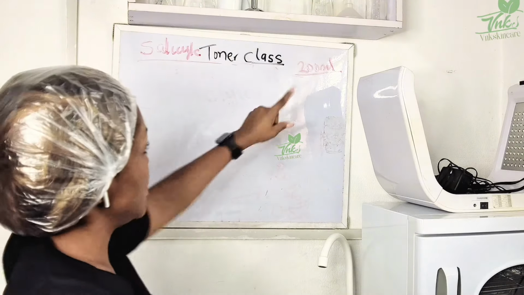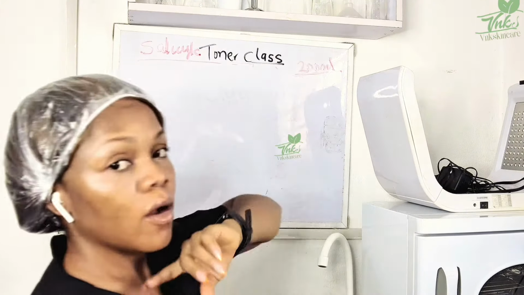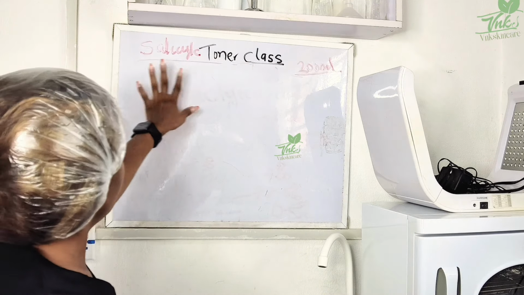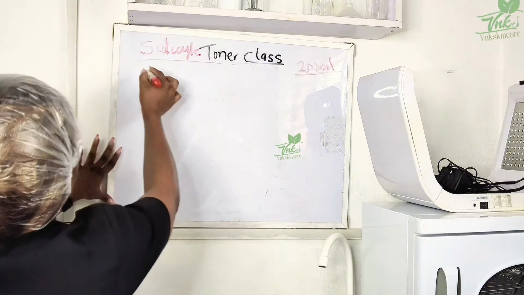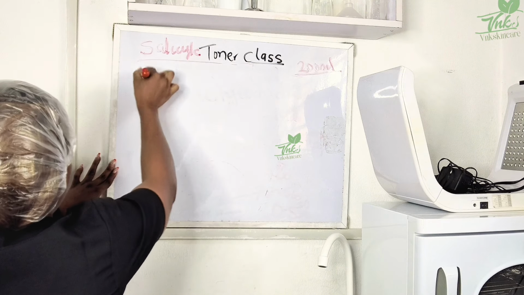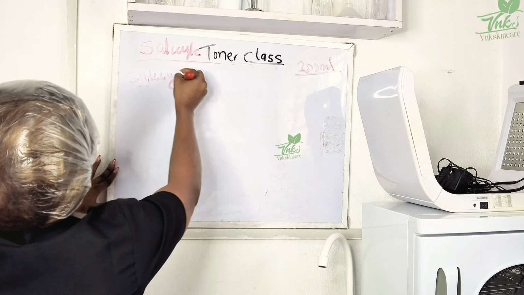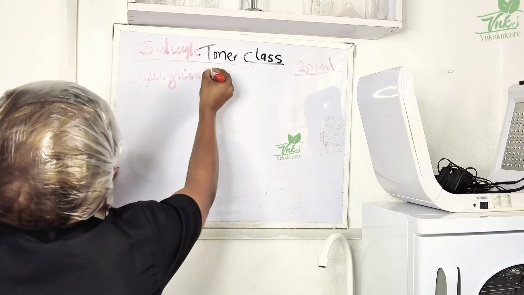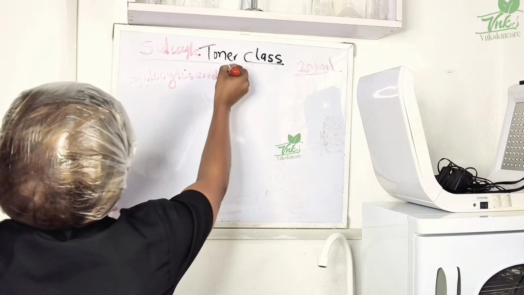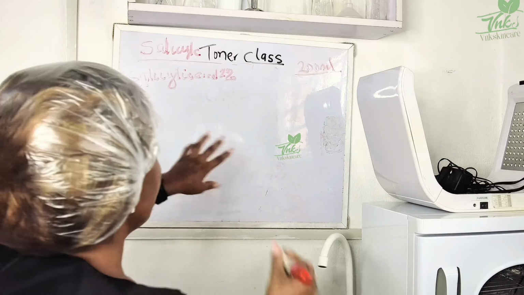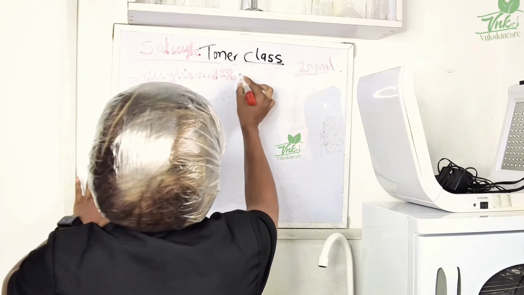So let's say you're making 200 ml of your product. Now the first thing you need is the first item. Your first ingredient is salicylic acid, which is at 2%.